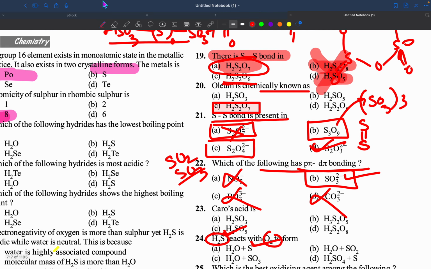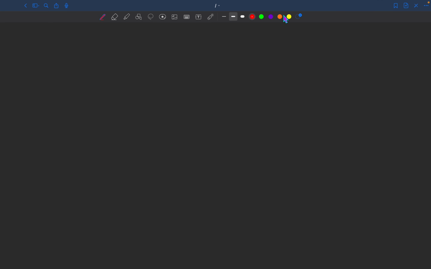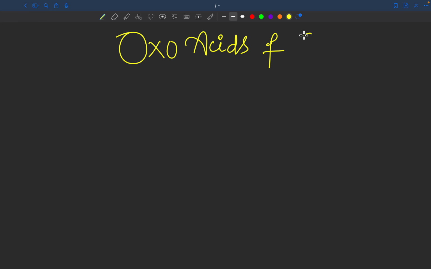Okay sir, Balraj sir. Acids of sulfur. Oxo acids of sulfur. We have seen oxo acids of nitrogen and phosphorus in the class itself, when offline was on, we have seen them. Oxo acids of sulfur we have to check, right?